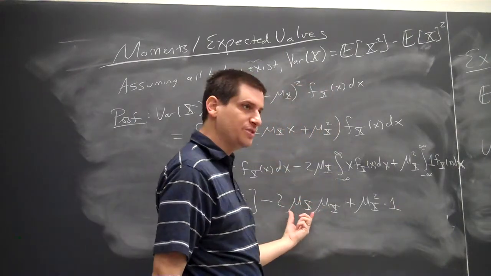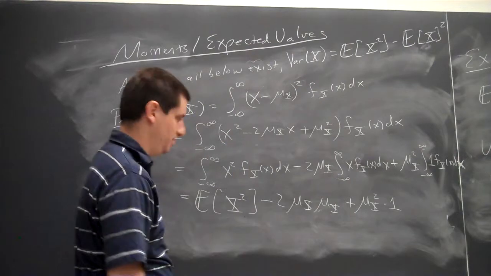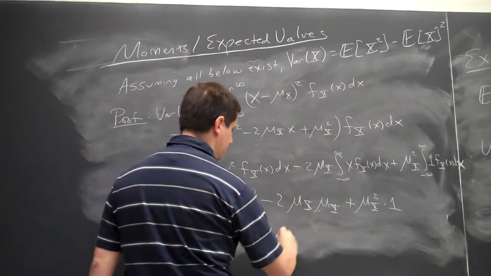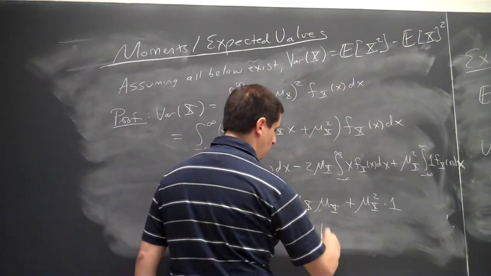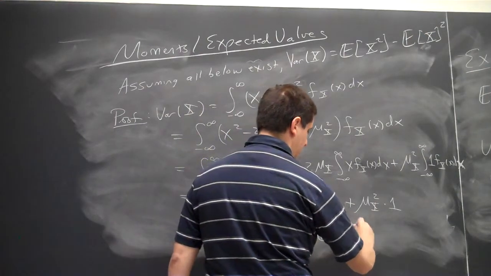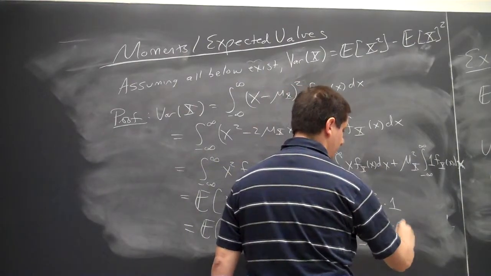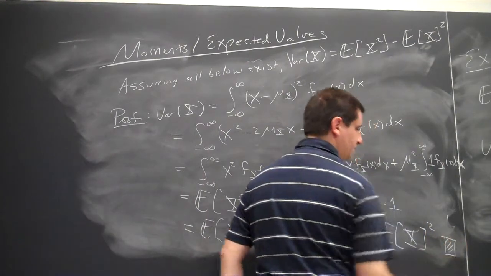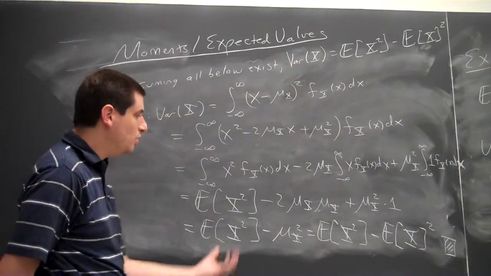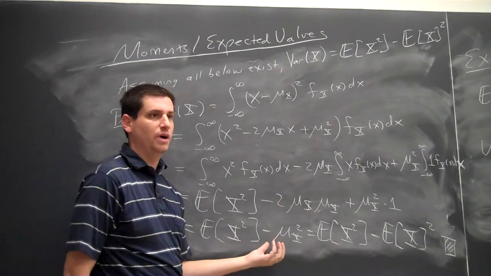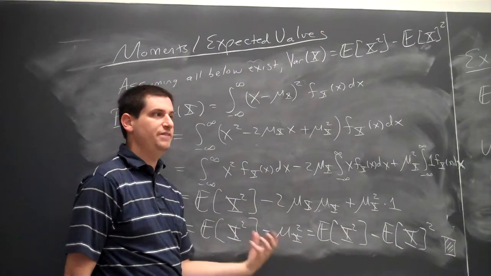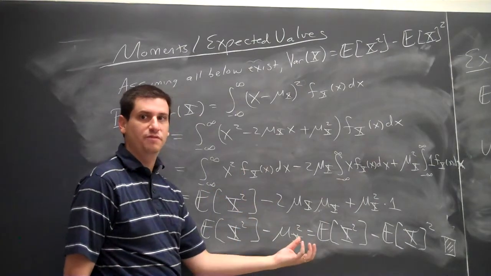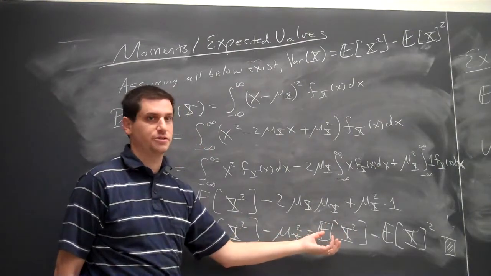I have a minus 2 mu of x squared, I have a plus mu of x squared, it's a minus mu of x squared. And so I get the expected value of x squared minus mu of x squared, or the expected value of x squared minus the expected value of x squared. So this is a more convenient formula for calculating variances in many situations. If it's easy to calculate the uncentered moment, if I can calculate the second moment very easily, I can then use this to pass to the variance.